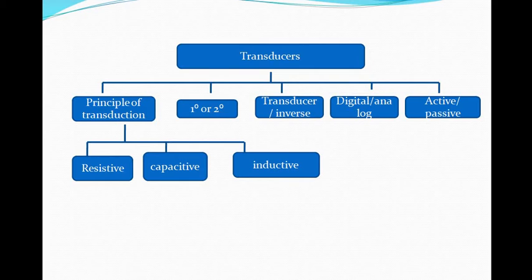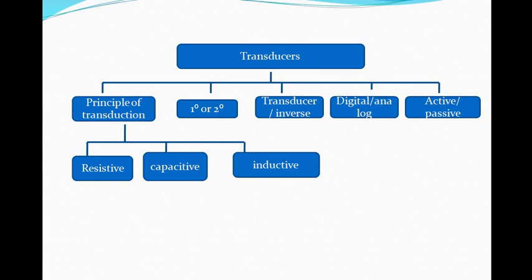Now, based on whether it is digital or analog, a transducer that converts physical input into analog output is basically an analog transducer. An example can be LVDT, thermocouple and so on. A digital transducer gives us digital output. Strain gauge is basically a good example of a digital transducer.